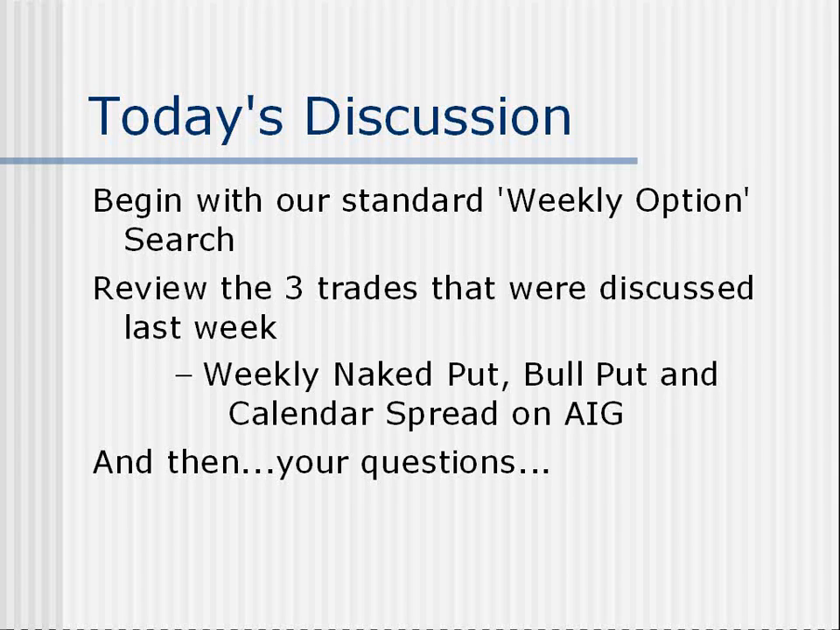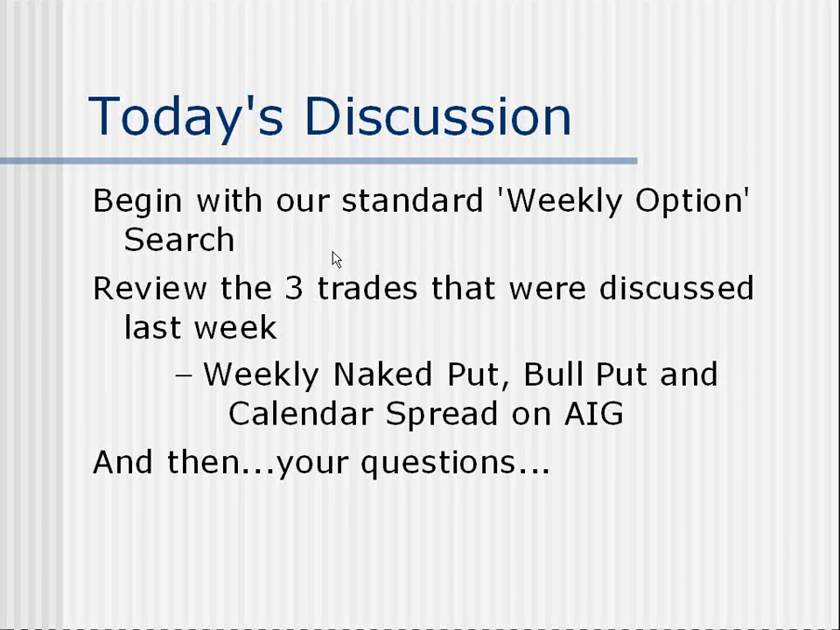We entered 3 paper trades: a naked put on AIG, a bull put credit spread, and a diagonal calendar put spread. And today we're going to look at that briefly before we start to see how all 3 of those panned out. And they all panned out badly. But what is the level of badly that each one performed to? That's what we're going to take a look at.